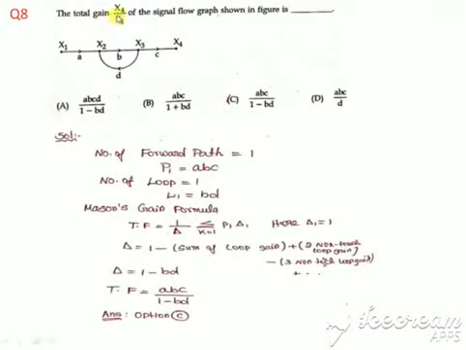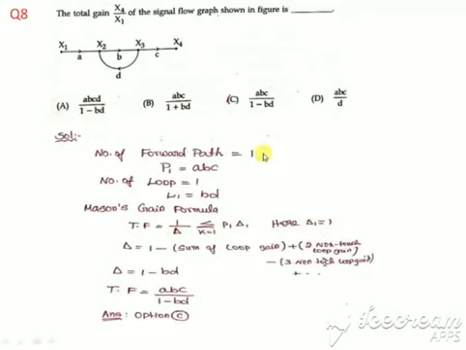So question number 8, the total gain x4 by x1. That means we need to find the transfer function for this flow graph. The number of forward paths is 1. Forward path gain is ABC. The number of loops is 1. L1 is equal to BD. By Mason's gain formula, the transfer function is 1 by delta, summation of k equal to 1, Pk and delta k. Finally we get P1 delta 1 divided by delta.